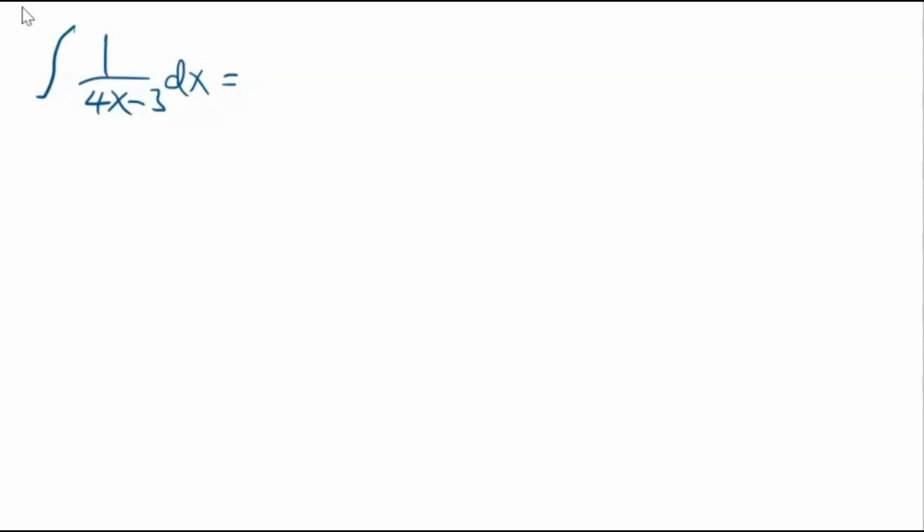And the coefficient, which is the 4, we write it as a fraction. So everything here, all that would be written as a fraction. So that becomes 1 over 4, natural log the expression, which is 4x minus 3 plus c. So that's how you do this.